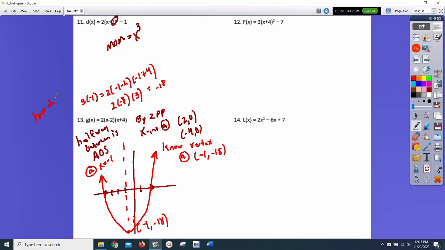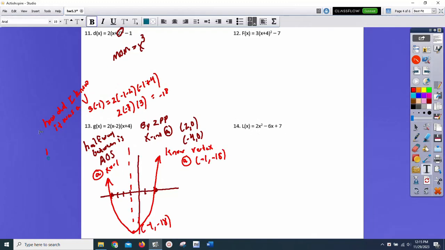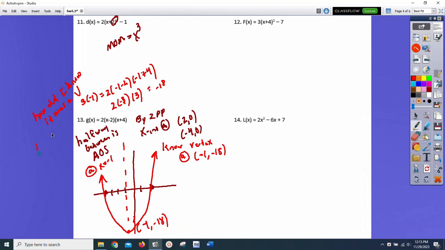Now, how did I know it was a parabola? Because I did the power function. We've talked about that. You do 2x times x, and it's 2x squared. That's how I knew it was a parabola.